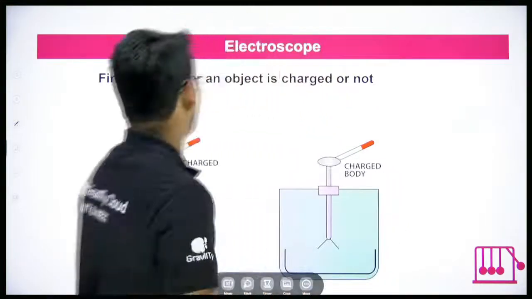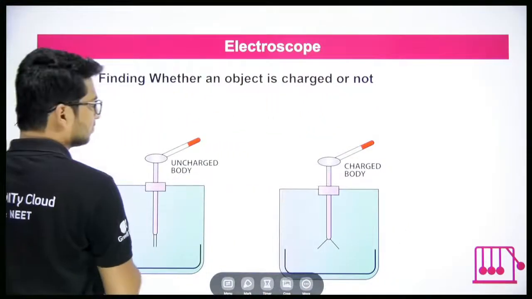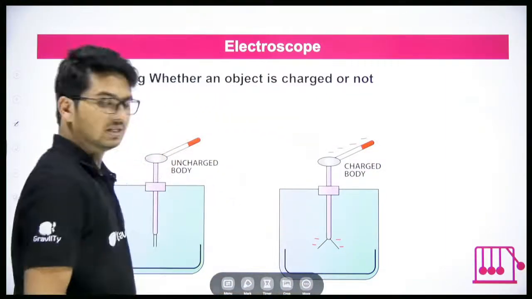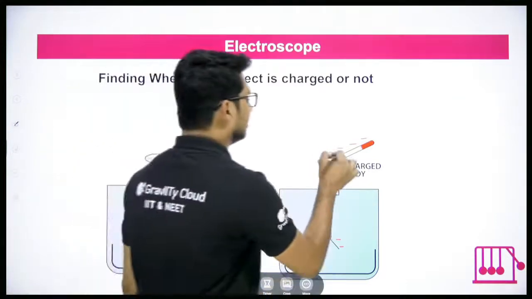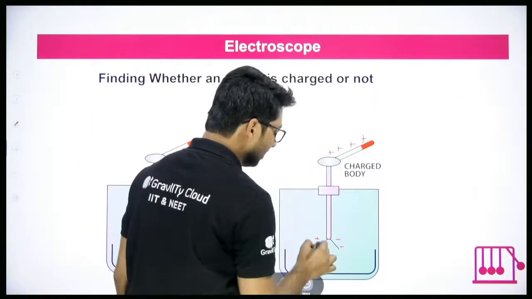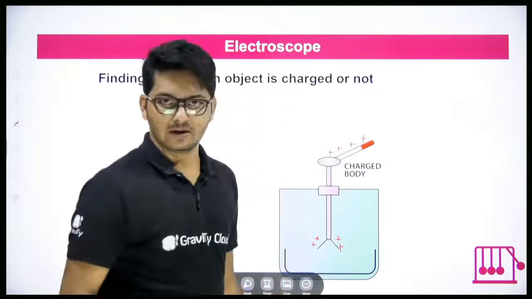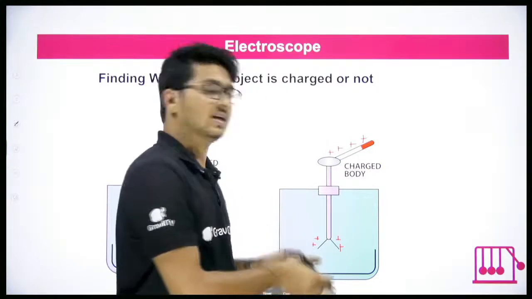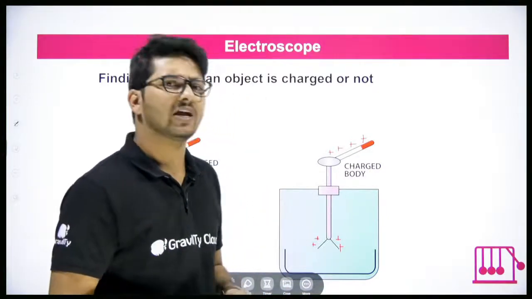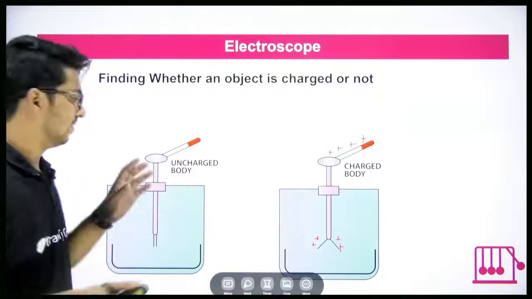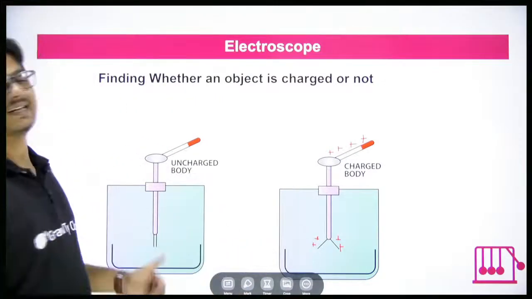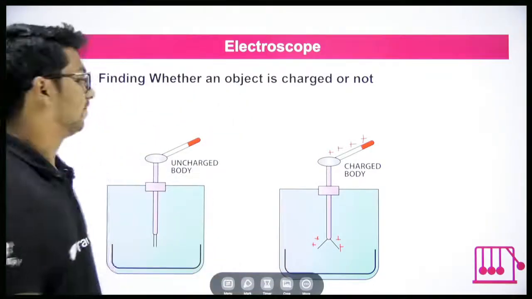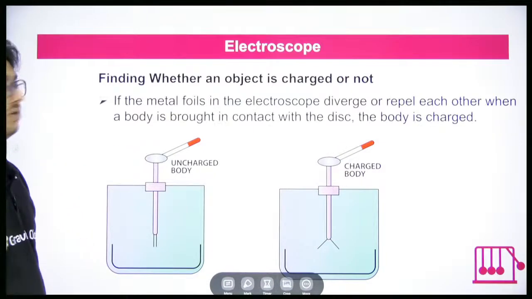Doesn't matter. See here, why it doesn't matter? Because if the rod is negative, the leaves become negatively charged. Still they repel. If the rod is positively charged, the leaves become positively charged. They will still repel. So whether it is positively or negatively charged, the leaves repel. We cannot exactly say which charge it is only from this. But what we can say is whether the object is charged or not.